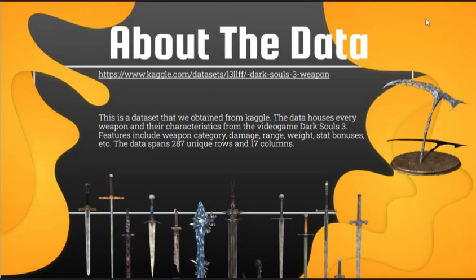So a little overview about the data. We got our data from Kaggle. The data houses statistics on all the Dark Souls 3 weapons. Some features that they include are weapon category, damage, range, weight, stat bonuses, and other stuff. The data spans 287 unique rows and 17 columns.